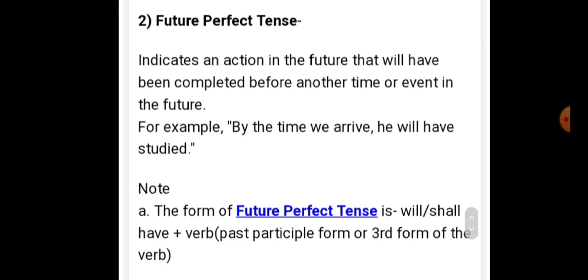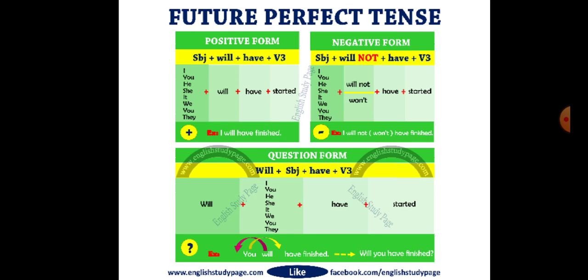Future perfect tense indicates an action in the future that will have been completed before another time or event in the future. For example, by the time we arrive, you will have studied. The form of future perfect tense is will or shall have plus the past participle form, or third form, of the verb. These are the structures of positive, negative and question form of future perfect tense.